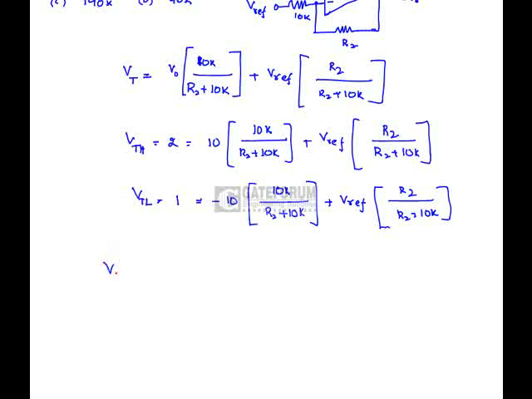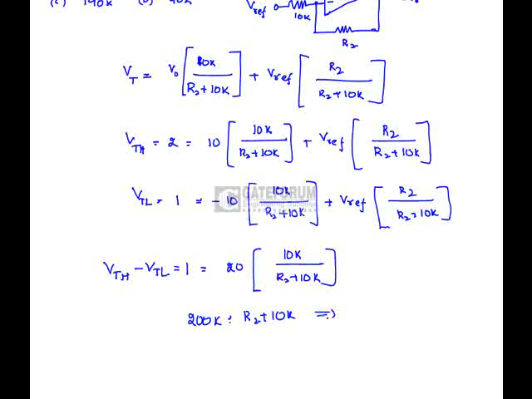If we subtract those two equations, that is VTH minus VTL, which equals 1 volt, we will get 20 times 10k divided by R2 plus 10k. V reference, which is unknown, is going to cancel out. So 20 over 1 equals R2 plus 10k over 10k, giving R2 plus 10k equals 200k. From this equation, we will get R2 as 190k. Hence, option C is correct.